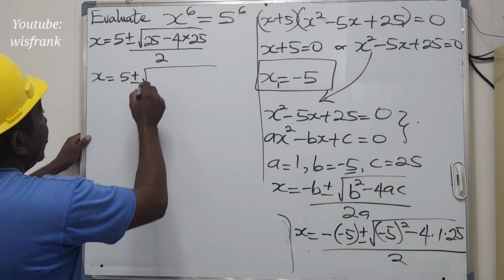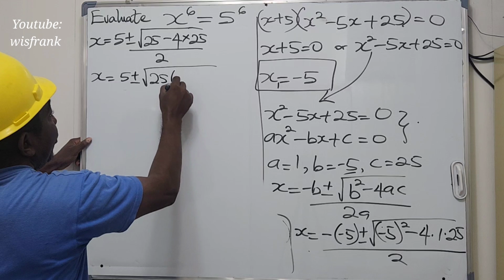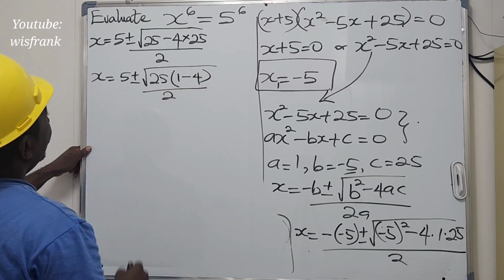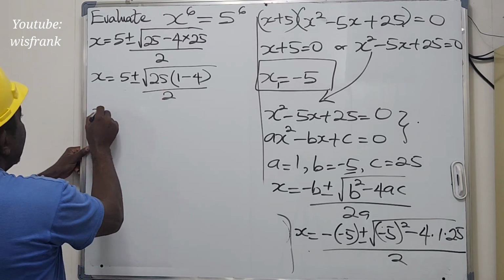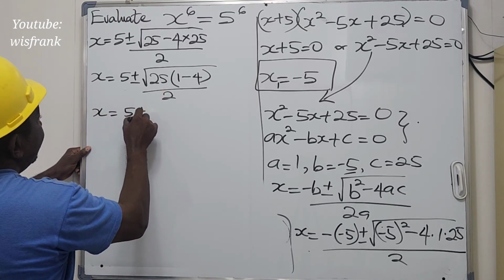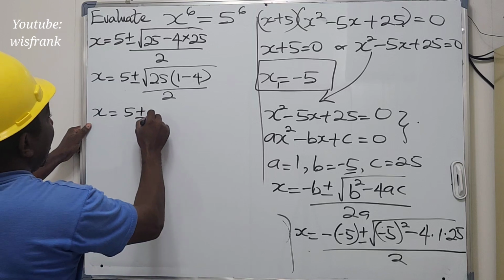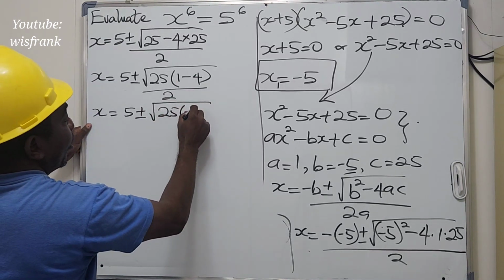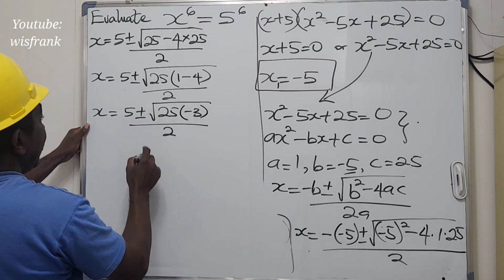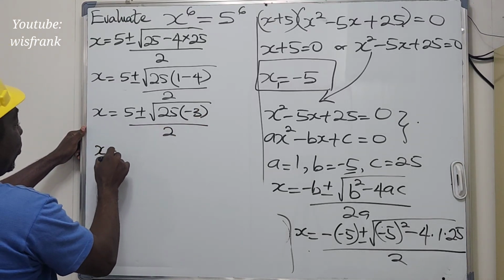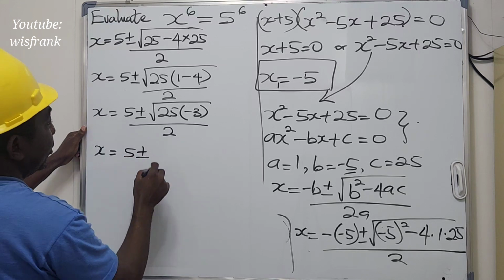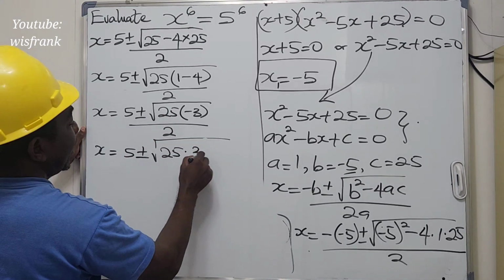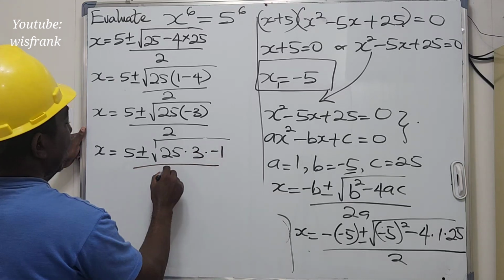We can factor it out. So this will become 25 into 1 minus 4 all over 2. So this will become x equals 5 plus or minus the square root of 25 into 1 minus 4, which becomes minus 3, all divided by 2. This is the same thing as x equals 5 plus or minus the square root of 25 times 3 times minus 1 all over 2.